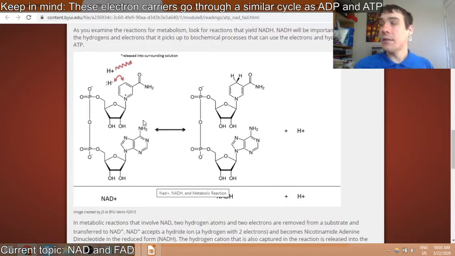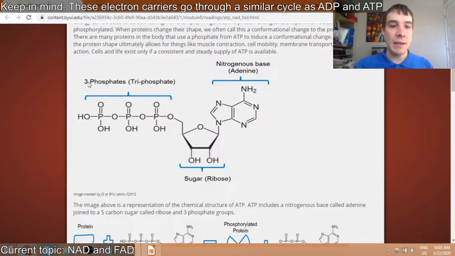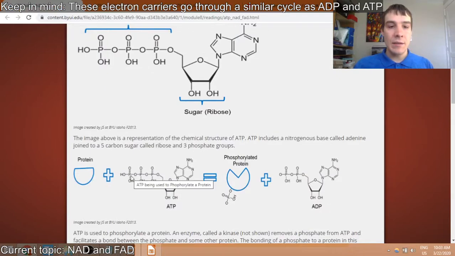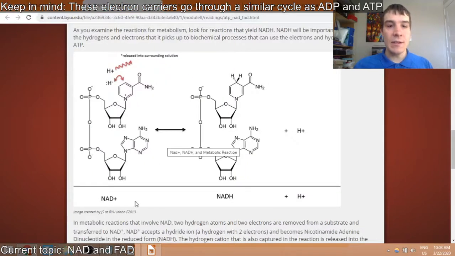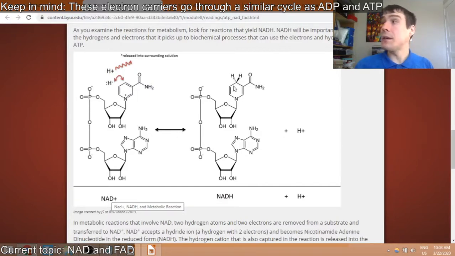This is the cycle that it goes through. Remember with ATP, it loses the phosphate and becomes ADP. Here it's not a phosphate that gets transferred, it's actually a hydrogen. So this one here is NAD+, it's a positive. You'll see here this hydrogen attaches or detaches, and it attaches up onto this carbon here.